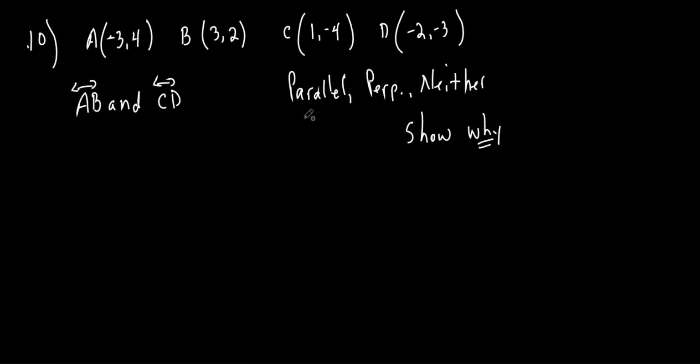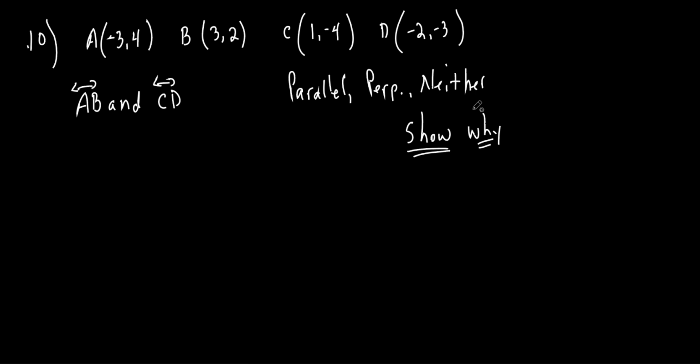Even if you guess correctly, I'm not going to accept it if that's all you do. You have to show why they are parallel, why they're perpendicular. So if they're parallel to each other, you're finding the slopes, and if they're equal to each other, then they're parallel. Then you find the slopes and look at them. If they're negative reciprocals of each other, then they're perpendicular. If neither one of those things is true, then you write neither. That's all there is to it.